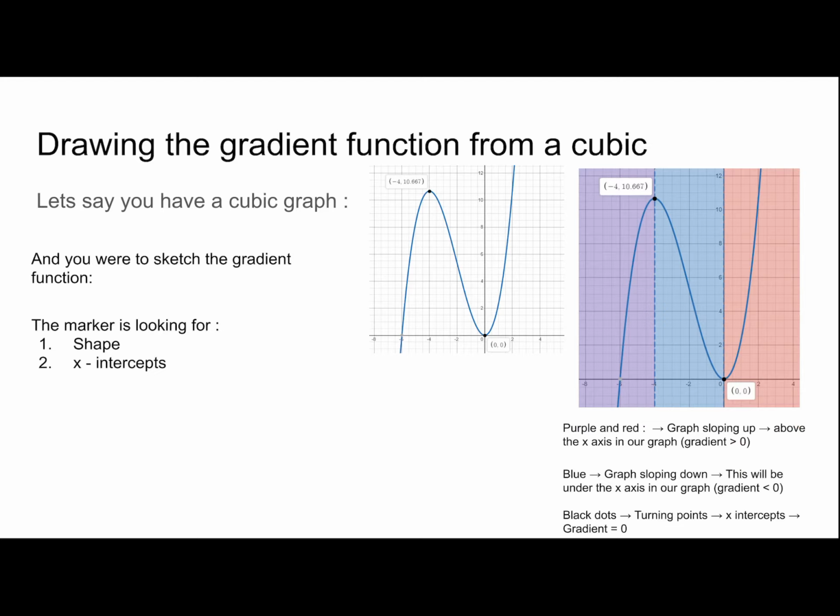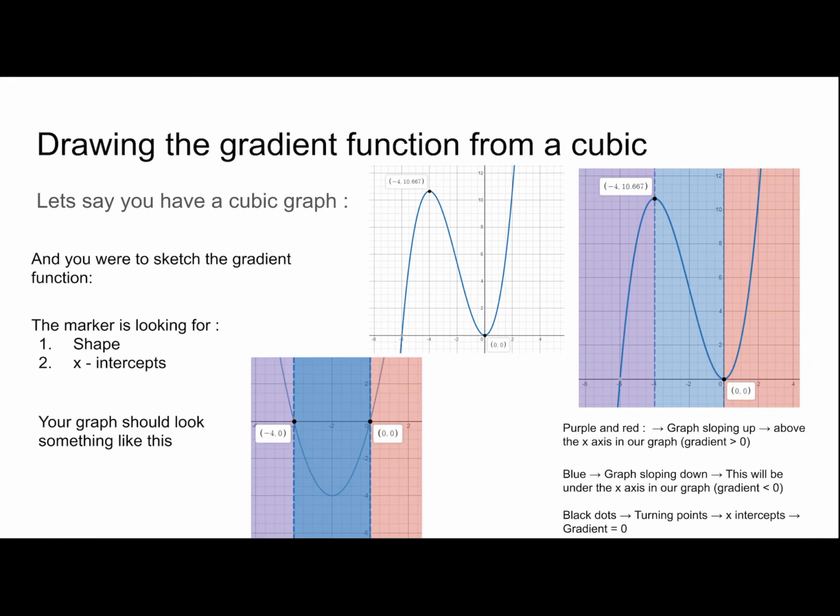Remember at the very start of the video, I mentioned that a cubic becomes a parabola. So in this case, we'll be sketching a rough model of a parabola as our gradient function. Alright, so our graph should be looking something like this. Once again, the purple and the red are above the x-axis because the gradient is positive. However, the blue section is below the x-axis, because the gradient is negative at that point, okay? And our 2 x-intercepts are at 0 and -4, which are our 2 turning points on the cubic. That's because the gradient equals 0.